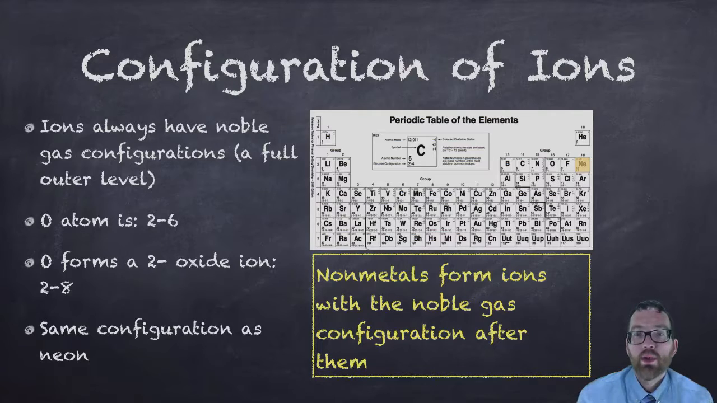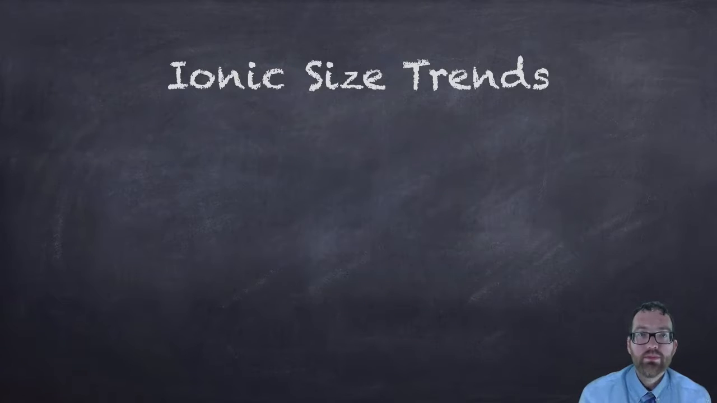Nonmetals are always going to form ions with the noble gas configuration that comes after them. So just like oxygen became neon, it gained 2 to become like neon. Fluorine would have only gained 1 to become like neon. Chlorine would gain 1 to become like argon. Phosphorus would gain 1, 2, 3 to become like argon, the noble gas that comes after it.